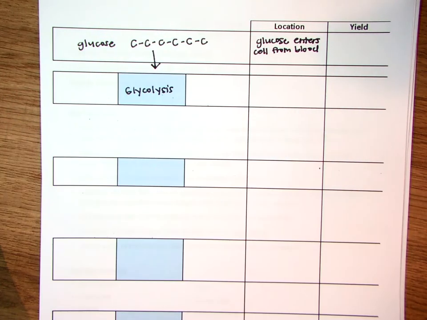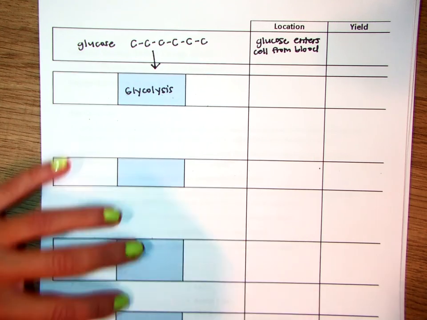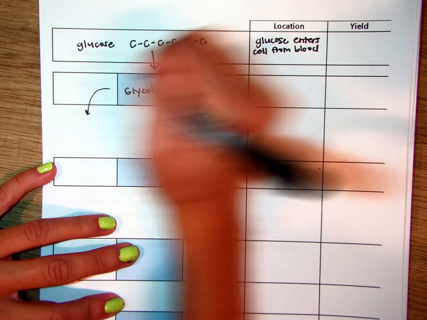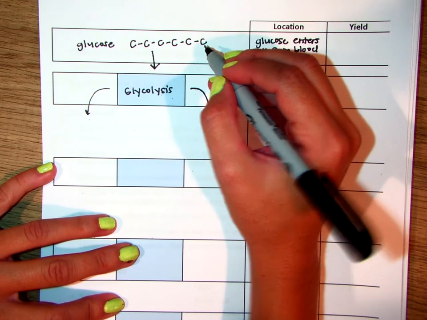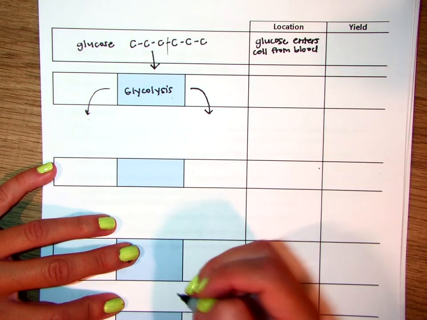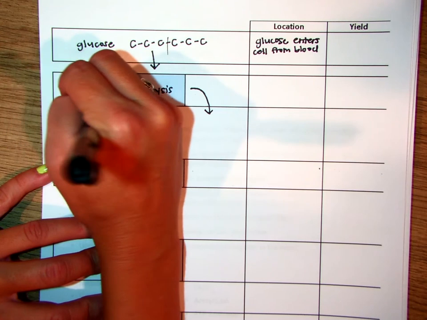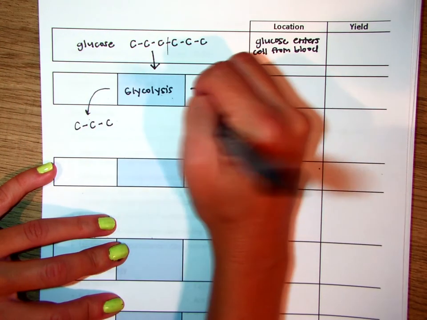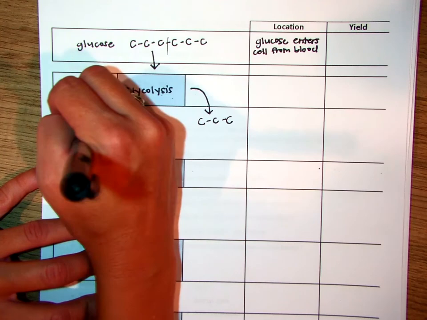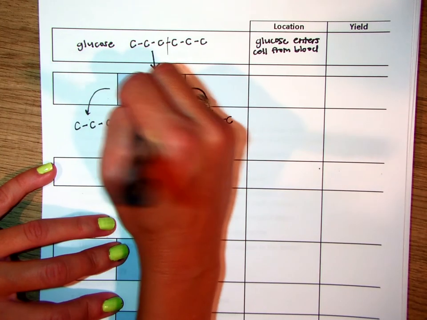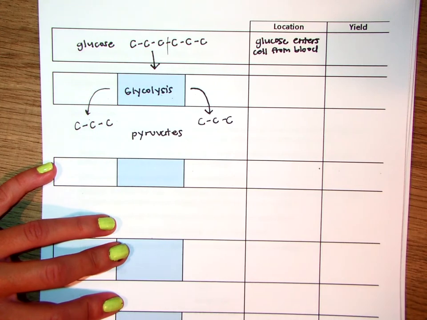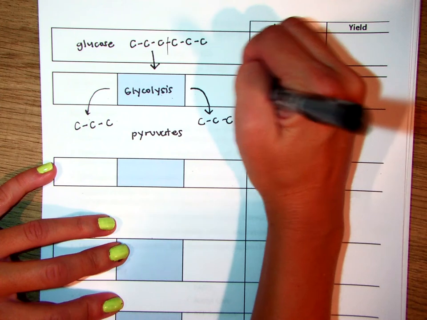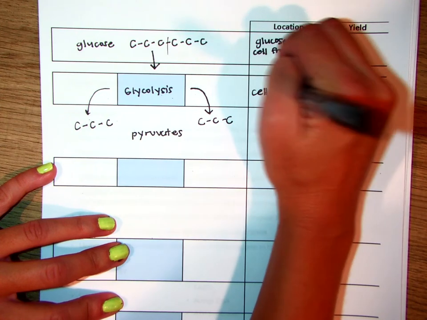Remember, that means the breaking up of glucose. So we're going to take that 6-carbon chain. We're going to break it in 2. We're going to end up with 2 3-carbons. And we call these pyruvates. Okay, glycolysis happens in the cell cytoplasm.